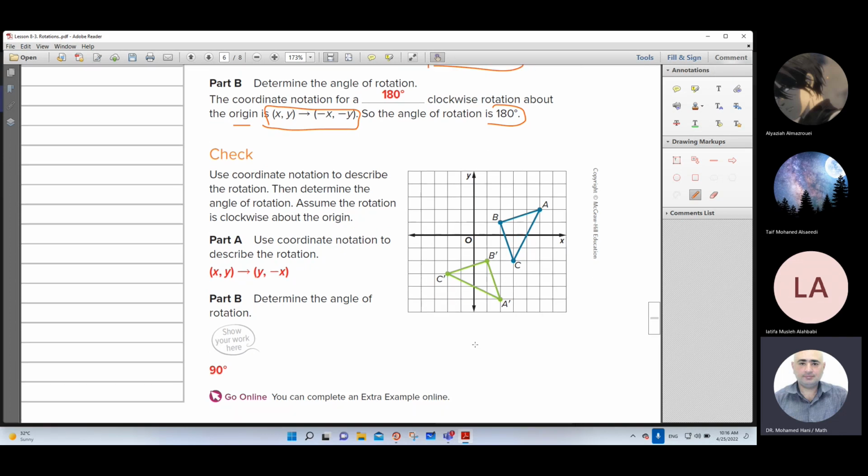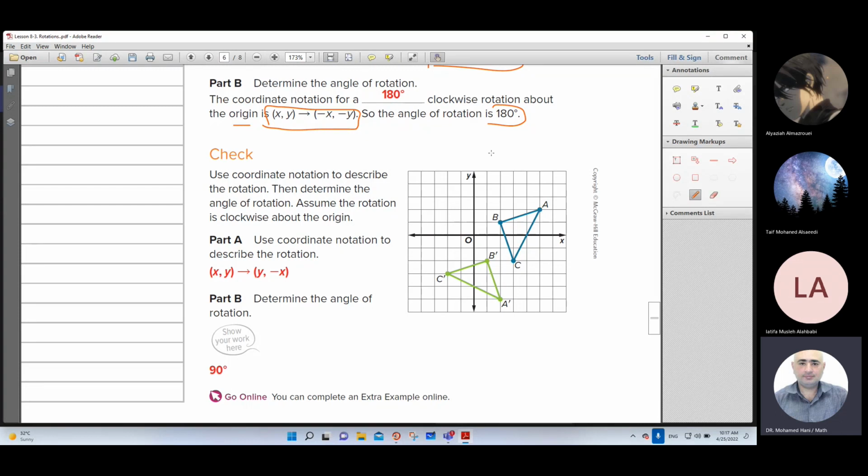The second example here: use coordinate rotation to describe the rotation. Then determine the angle of the rotation. Assume the rotation is clockwise about the origin. Right. We can do here the same idea.